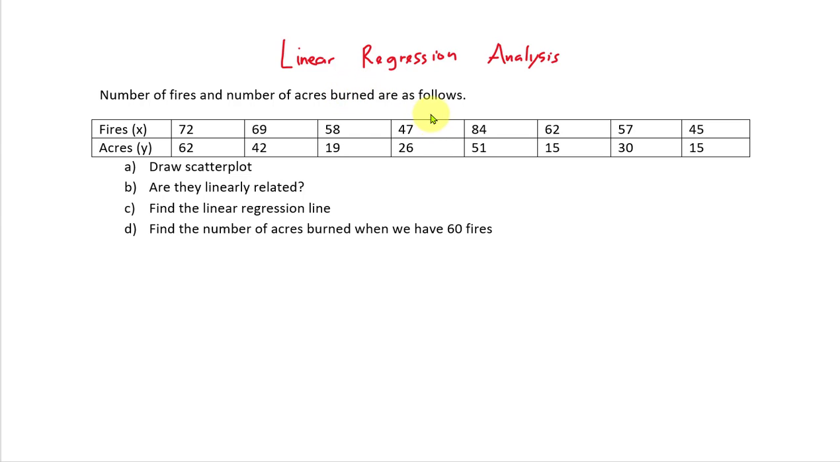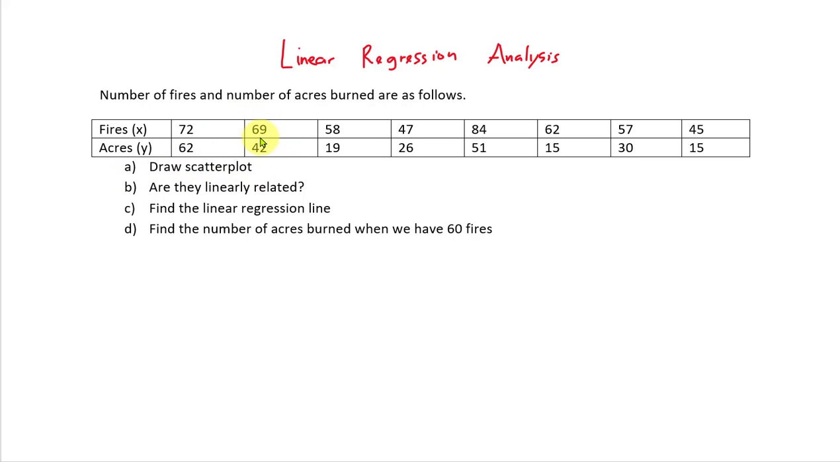Hi everyone, in this video we are going to discuss linear regression analysis problems by hand calculations. Let's take a quick look at this example. We have the number of fires and the number of acres burned as follows. The first row represents the number of fires, X, and the second row represents the number of acres, or the Y value. The first part is to draw the scatter plot.